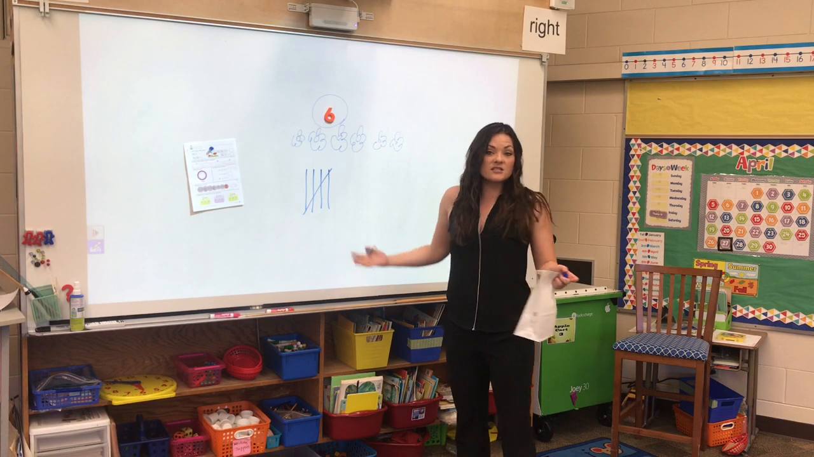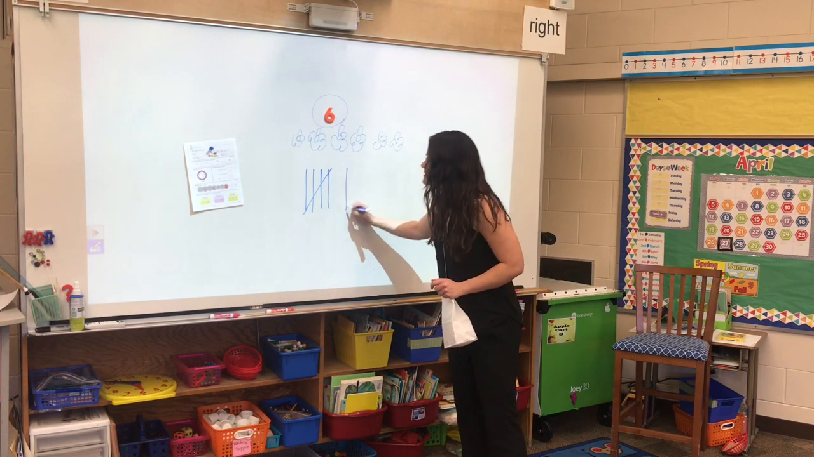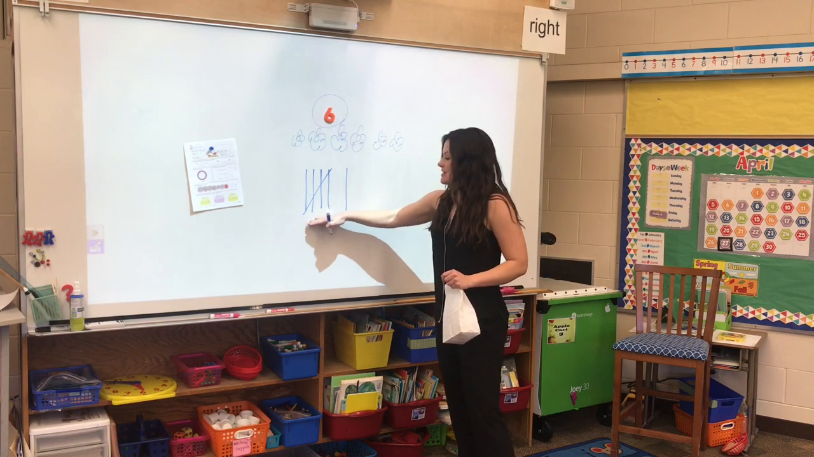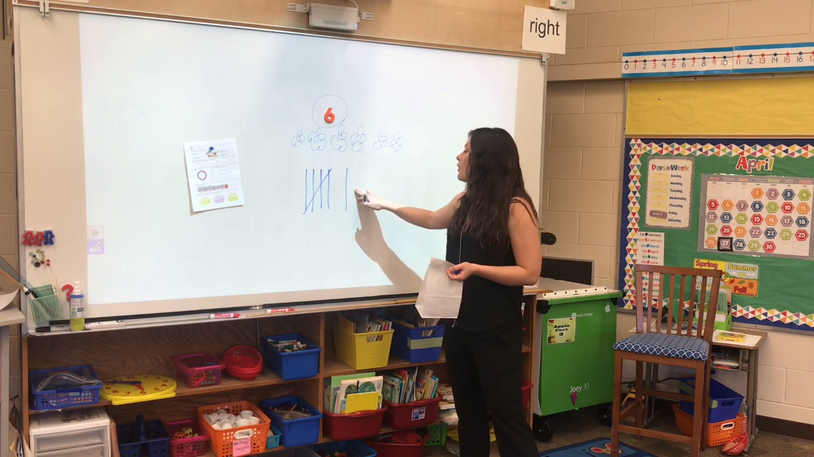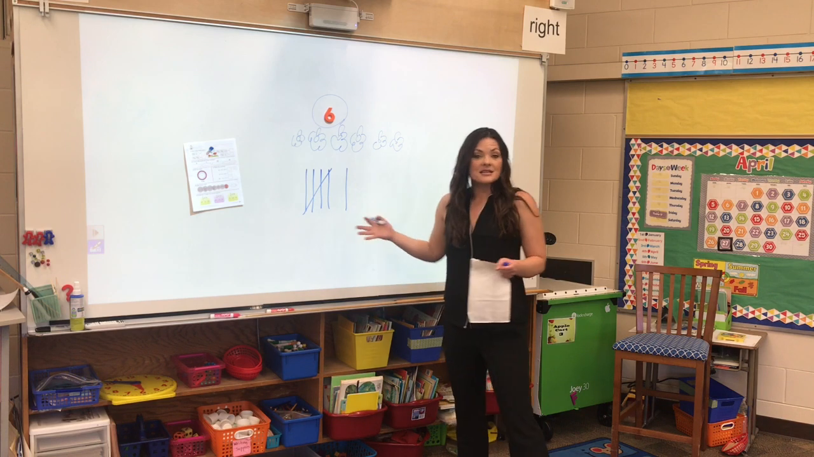Then once we pass 5, we keep counting with our straight lines. 6. Stop. We've represented 6. So when I see this, I know this is a group of 5, and then it's like adding one more to make the number 6. So this is 6 tally marks.